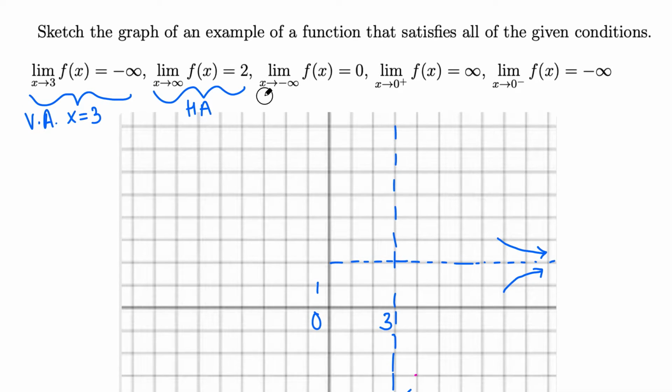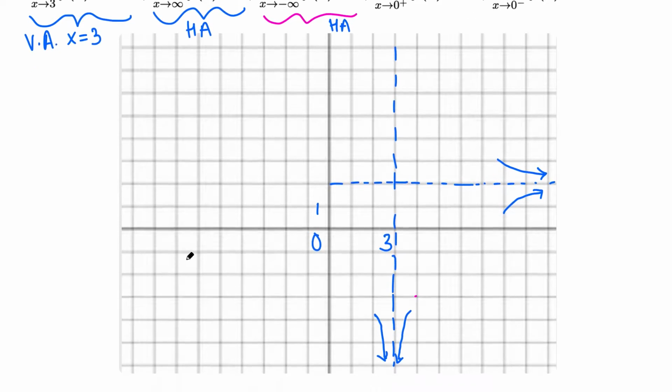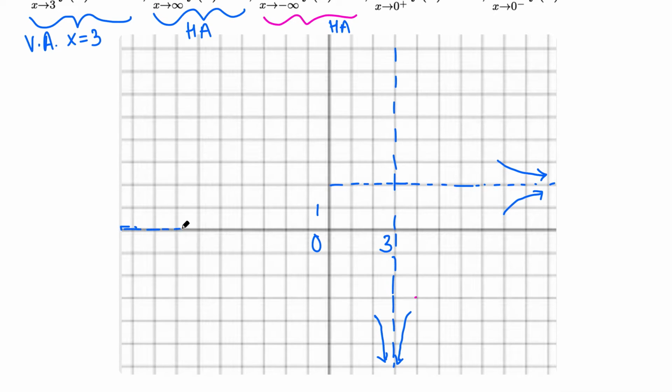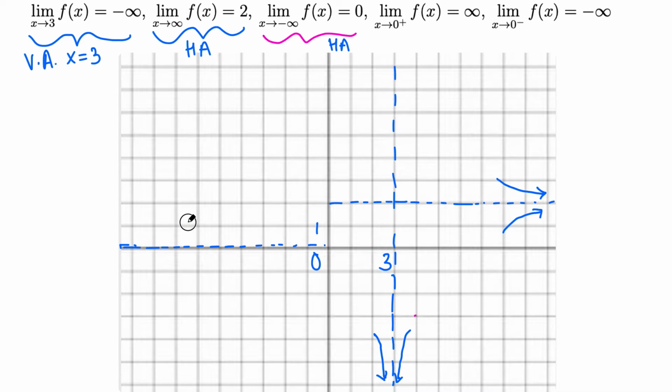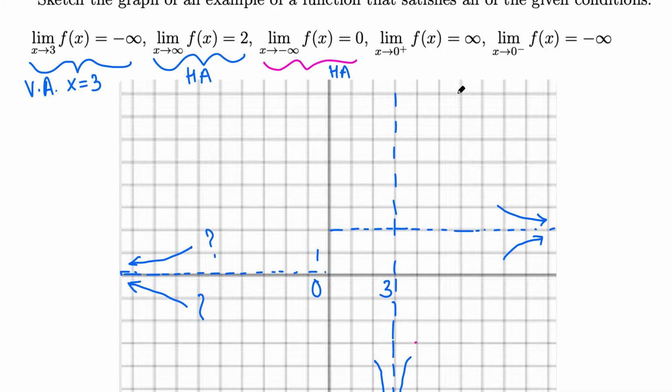Third, here the function is approaching 0 when x approaches negative infinity, another horizontal asymptote. So on the left, the function is going to 0. 0 means just the x-axis. Again, the function could be coming from the top or the bottom, not both. Okay, only one of them. I don't know which one will be correct, so we'll figure it out.